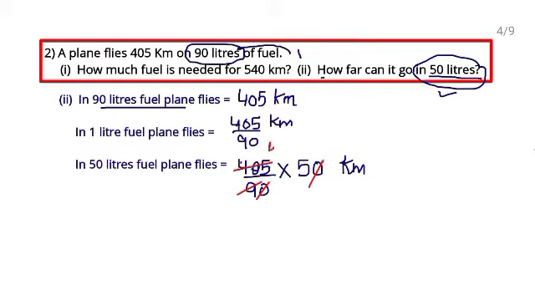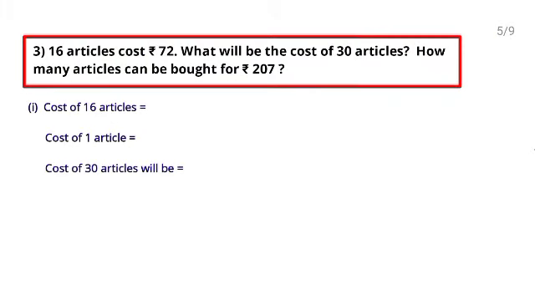9 4s are 36, 9 5s are 45. This is equal to 45 multiplied by 5 kilometers, multiply it. 5 5s are 25, 5 4s are 20, plus 2, 22. So 225 kilometers covered in 50 liters of fuel. This is your answer. Next, question number 3.